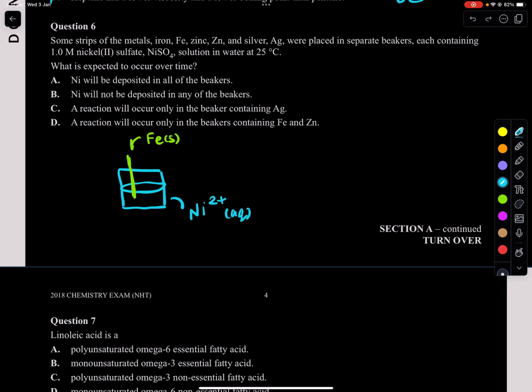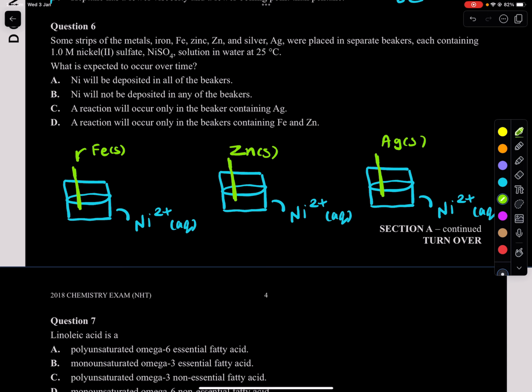And this here is zinc in this case. And the last one, let me just copy this whole thing, is a third beaker, which is silver. So let's drop silver here, and it's solid. Okay, so let's see which reactions will happen and which will not.